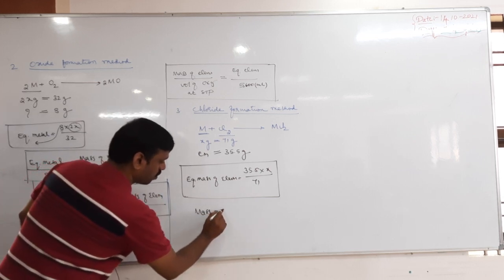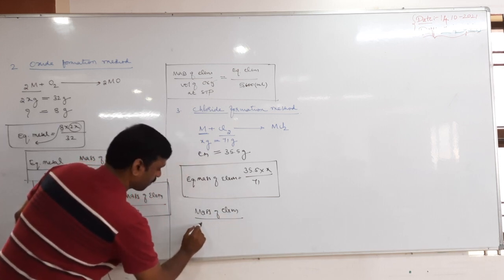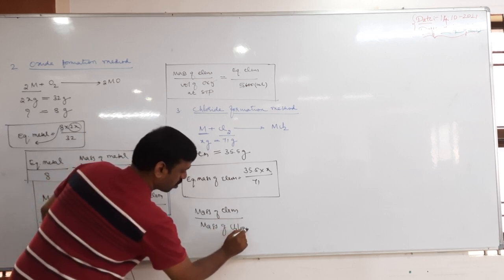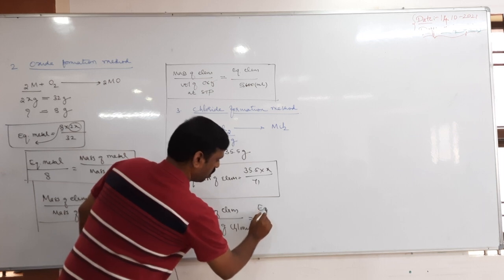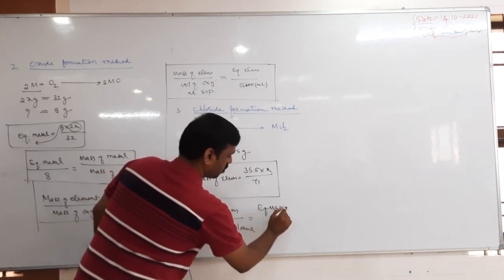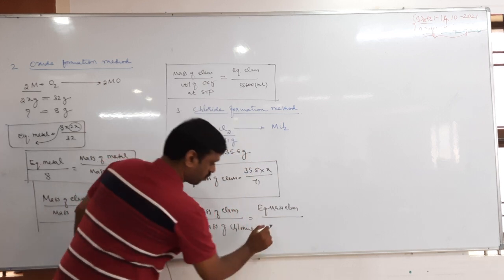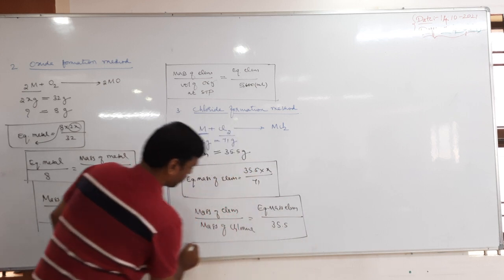So this formula can be simplified. Mass of element divided by mass of chlorine is equal to equivalent mass of element divided by equivalent mass of chlorine, which is 35.5.